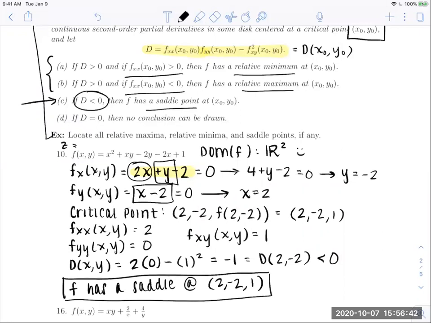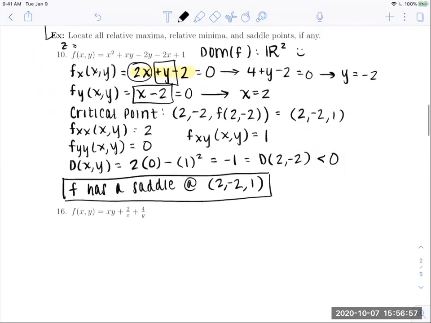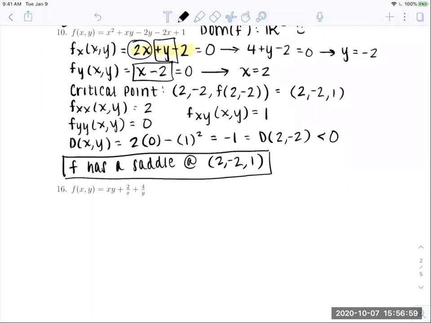All right. So again, this function was a little bit easier just because we were working with a polynomial. Domain was all real numbers. Second derivatives led us to constants. And so things greatly simplified. Let's look at a little bit more complex of an example. Let's take a look here at 16. f of x, y is xy plus 2 over x plus 4 over y.